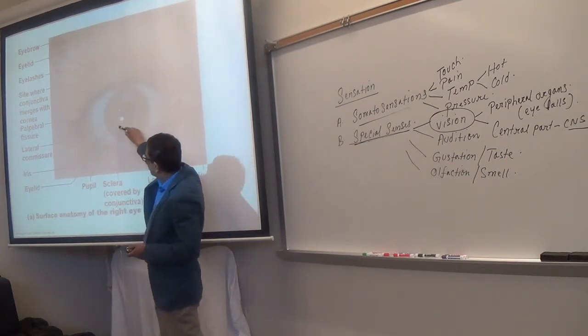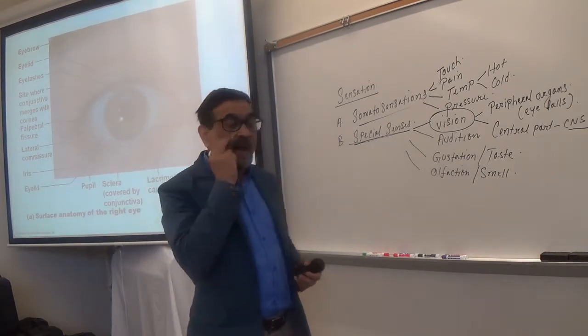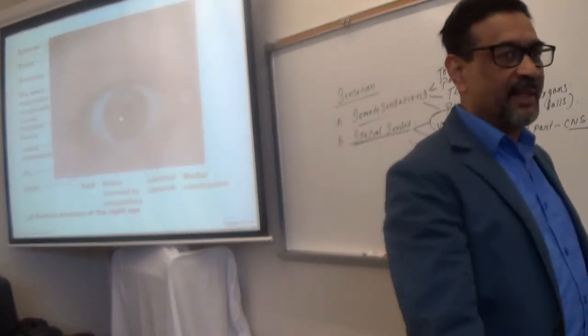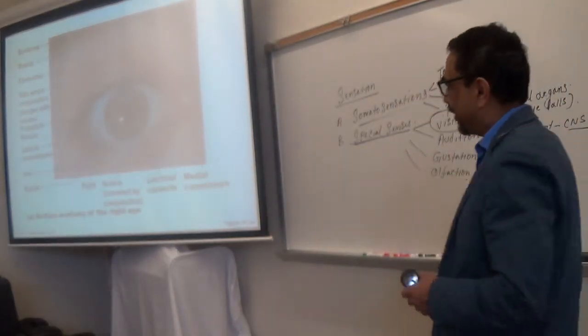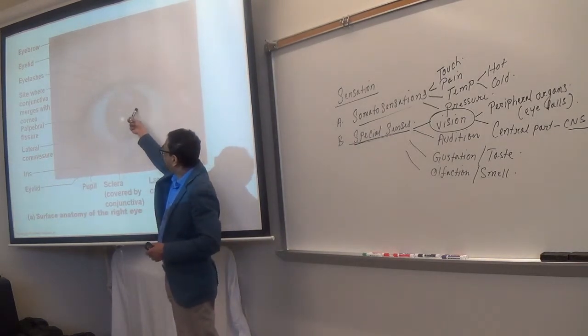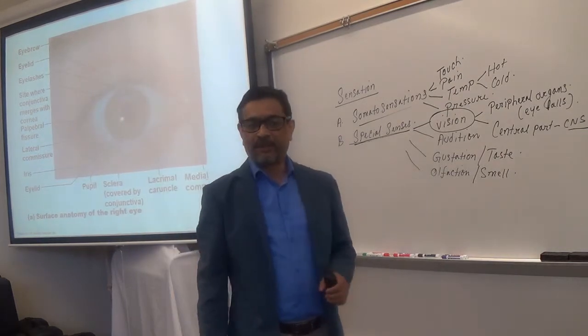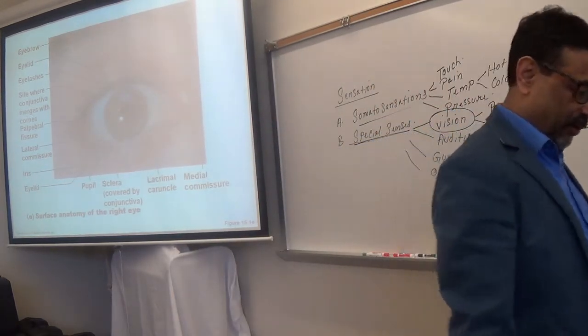And this colored structure, round structure, that is called the iris. So you can also see the iris, and you see a dark hole in the center of the iris, that is called the pupil, and you can see that. So those are only three things you can see from outside.